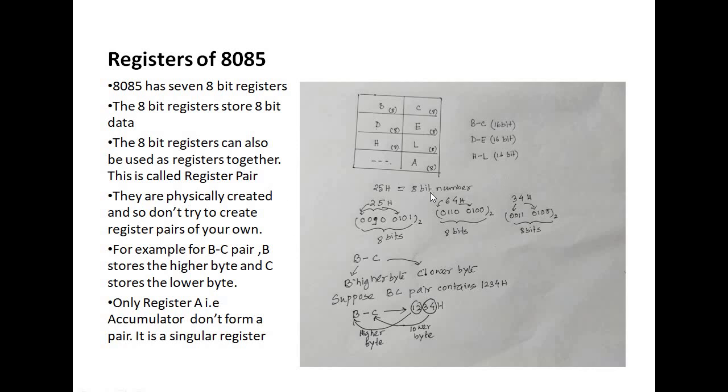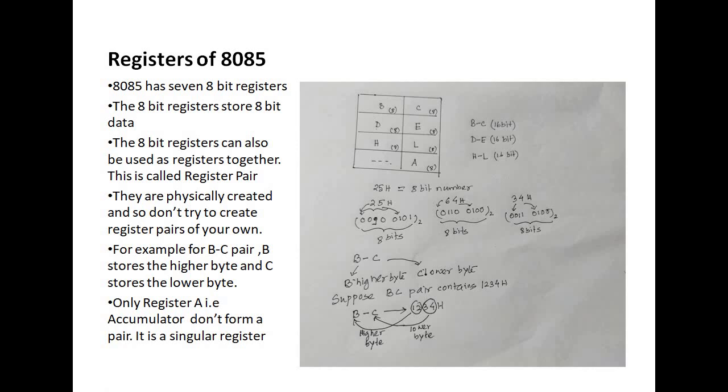Now why are they 8-bit registers? Because they can contain 8-bit contents, that is like 25H. Now 25H is a hexadecimal number, right? So how can this be an 8-bit number? If we convert it to binary, it will be 00100101, that is it contains 8 bits. Similarly, if we take another number 64H, H means hexadecimal, if we convert into binary 01100100, so this is also 8 bits, that is the numbers ranging from 00 to FFH. Okay, all these are 8-bit numbers.